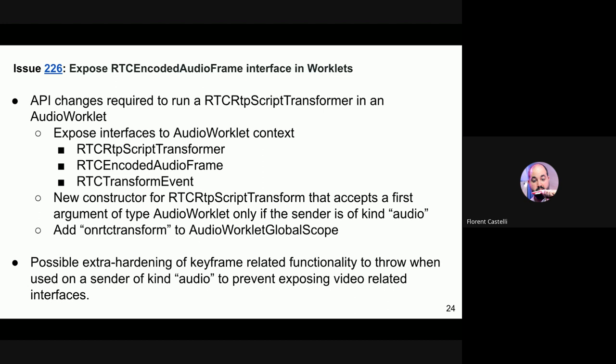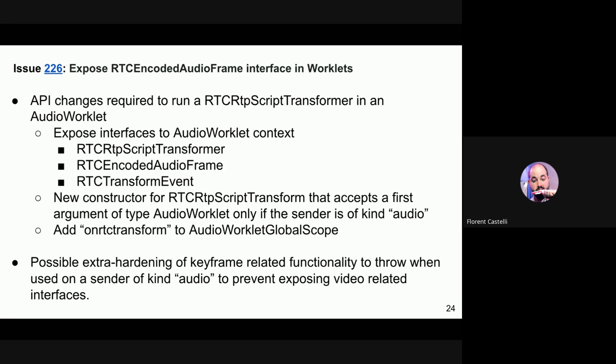There's a need to extend the constructor of the RTCRtpScriptTransform to accept as the first parameter an audio worklet. Right now, it only accepts a worker, and an audio worklet is a worklet, but not a worker. I would also like to add checks to verify that the sender is of type audio, to reject attempts to do that for video content. And add the onrtctransform event handler into the audio worklet global scope, which allows you to receive the transformer on the audio worklet.